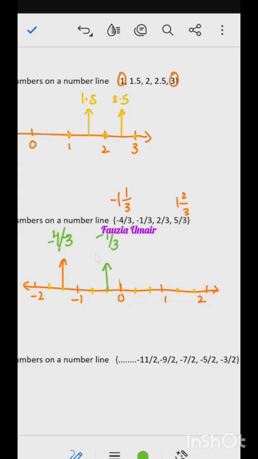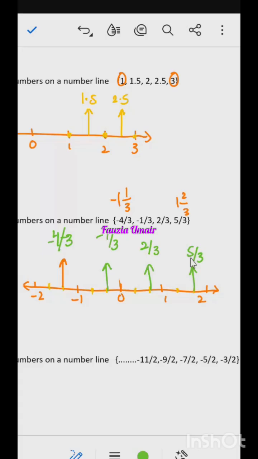So the next is 2 by 3. So 2 by 3 is between 0 and 1. And this is the point where 2 by 3 would be located. 2 parts out of 3 parts, it's less than 1. So that's why here it would be located. So last is 5 by 3. 5 by 3 is 1 whole 2 by 3. So it's between 1 and 2, and it is close to this 2. So this is the point where 5 by 3 is located. I hope this is making sense.